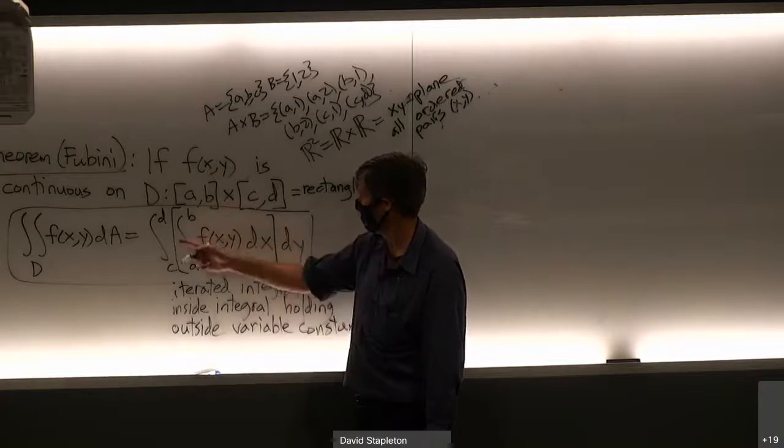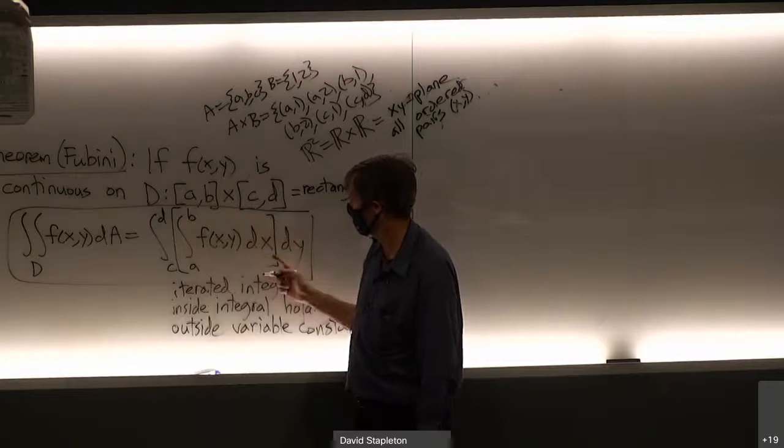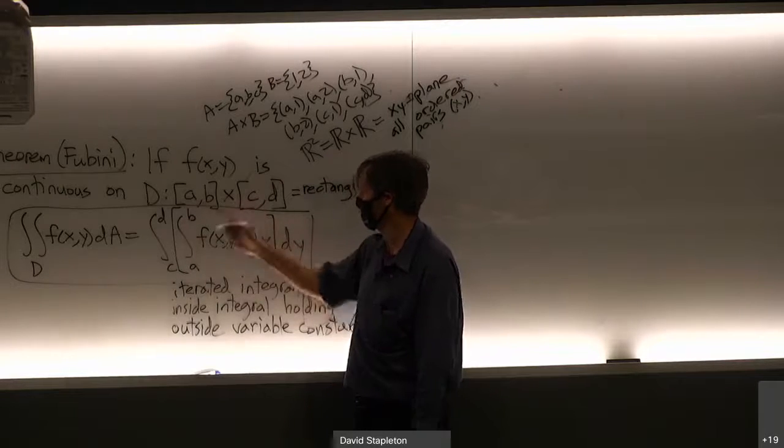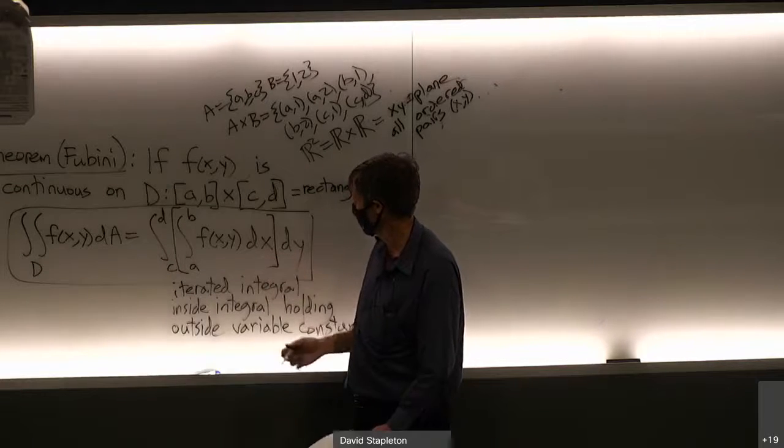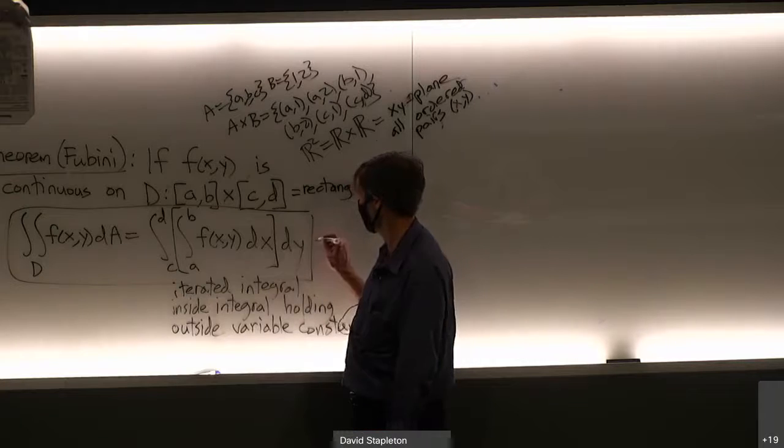Then you have an integral with respect to y. This becomes a function of just y. The x falls out because you integrate it. And then you have an ordinary integral from calculus 1 with respect to y to do after that. Then you say, well, wait a minute. Why does x have to go on the inside? Why can't it go on the outside? The answer is it can.